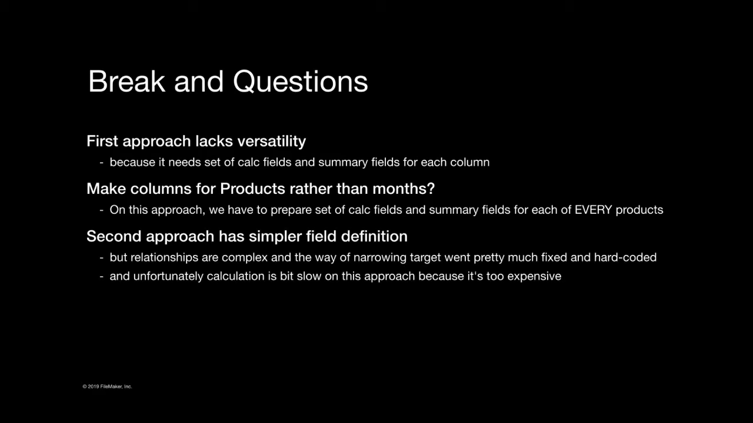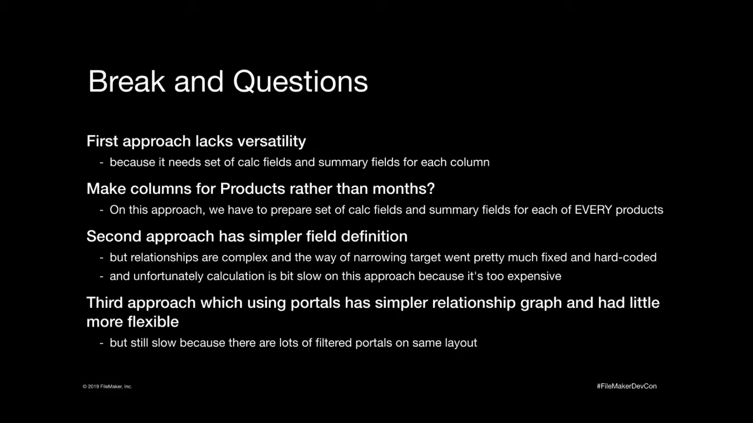And the second one doesn't have a bunch of calculation fields or summary fields, but still has a bunch of TOs and relationships instead. But still pretty much hard-coded. The first one is hard-coded on fields, and the second one is hard-coded on TOs. Generally, it's the same, and both slow. The third one is not hard-coded anymore and much more flexible, but it's still slow.